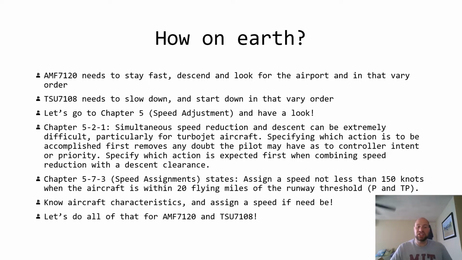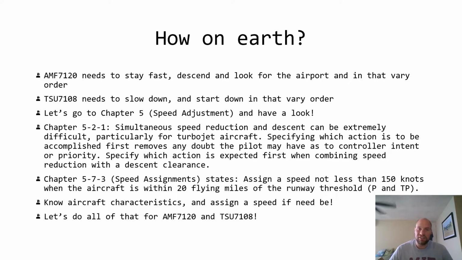Chapter 5-7-3, speed assignment, states to assign a speed not less than 150 knots when an aircraft is within 20 flying miles of the runway threshold. That's for props and turboprops. For your heavy MD-11, we know that 210 is an acceptable speed, but once they get within 20 flying miles of the airport, 170 is the speed for jets that you're looking for. So no slower than 170 inside of 20 miles of the airport. Outside 20 miles, no slower than 210. So keep that in mind.